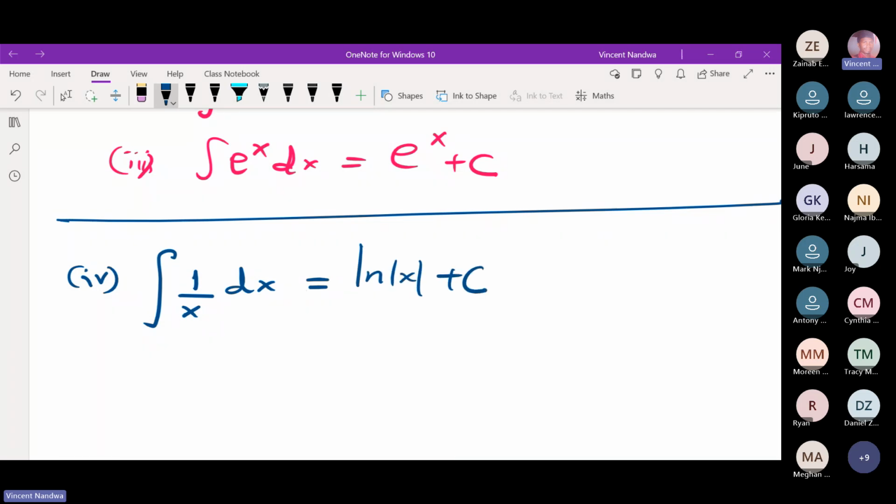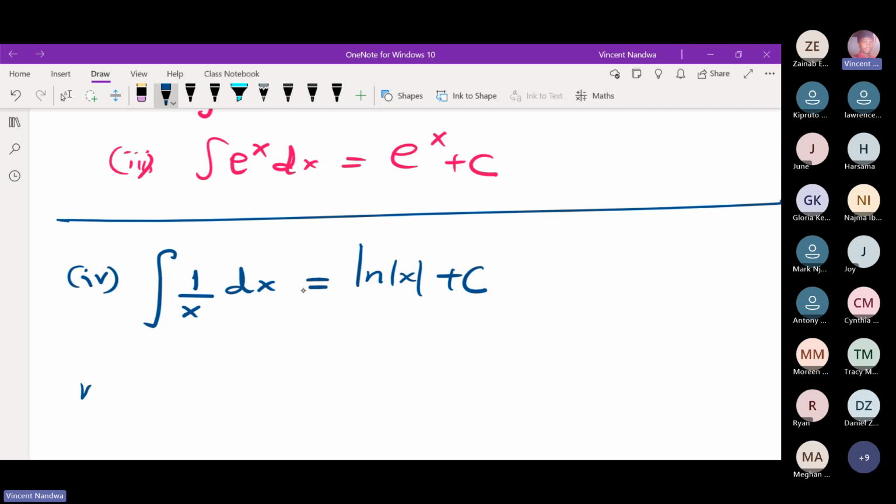When you write ln, we usually put two vertical lines around x to mean absolute value, because logarithmic functions are only defined for positive quantities. So sometimes instead of just writing x, we put these two vertical lines to emphasize that ln is only defined for positive numbers.